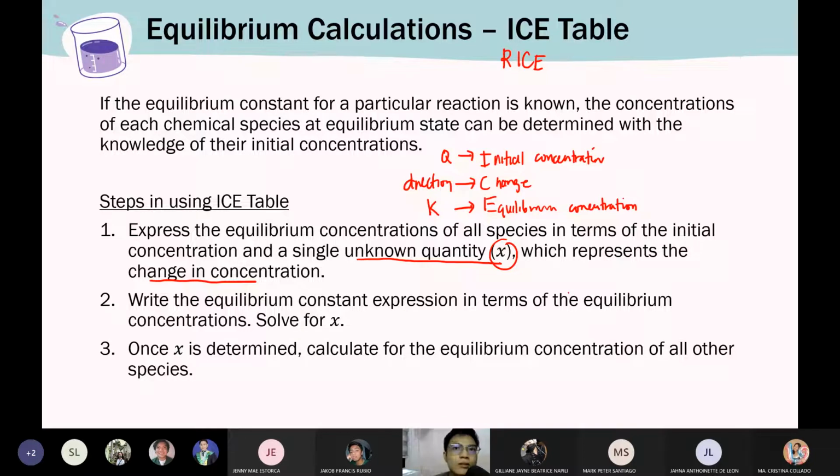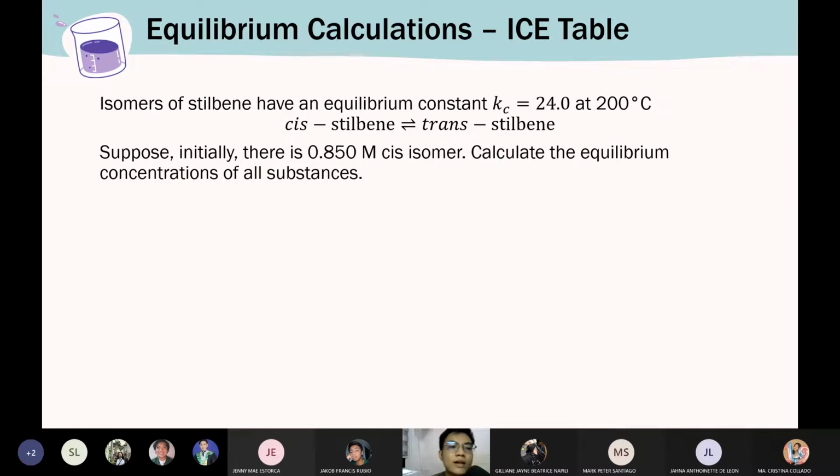I know, siguro nakapag-start na kayo sa laboratory. But we'll still go with it, para naman ma-refresh ang ating isip, kung paano gumawa ng equilibrium calculation. So, let's check this problem. Isomers of stilbene have an equilibrium constant Kc equal to 24 at 200 degrees Celsius. The equilibrium reaction is shown. Suppose initially there is 0.85 molar cis isomer. Calculate the equilibrium concentration of all substances.